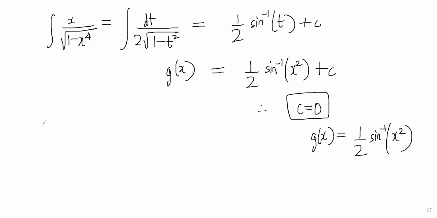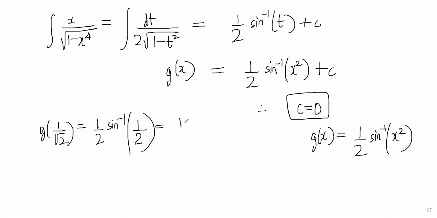And now the question asked us to find the value of g of 1 over root 2. That will be half sine inverse 1 over root 2, which is basically 1 by 2. Sine inverse 1 by 2 is pi by 6. So it is becoming pi by 12. A is equal to 12. So we get the answer again.